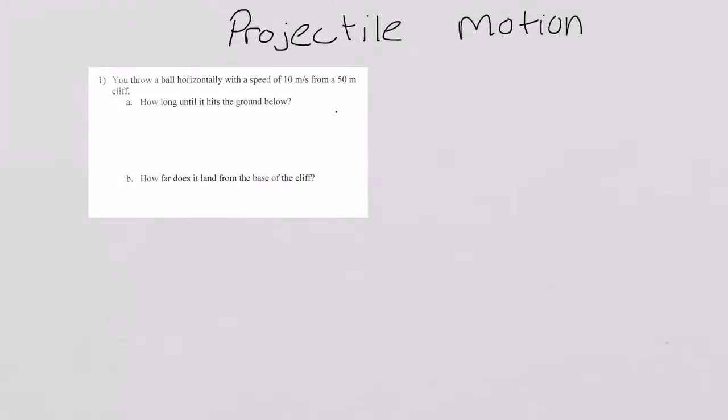Okay, here is a video on how to do a proper projectile motion with the ball moving horizontally and no angle. As you can see here, a ball is thrown horizontally with a speed of 10 meters per second off of a cliff. The cliff is 50 meters tall. The best thing to do when you get a problem like this is draw it out.